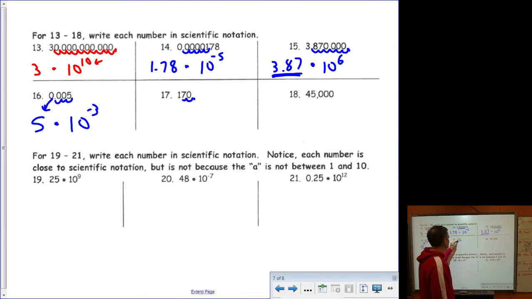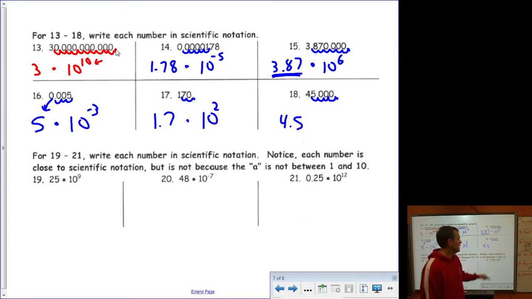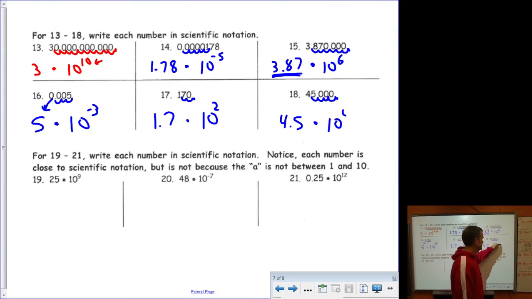170, that would be 2 spots is all. 1.7 times 10 to the second because I moved it 2 spots. And number 18, 1, 2, 3, 4 spots. That's what you get when you move the decimal 4 spots. And that would be times 10 to the 4th.